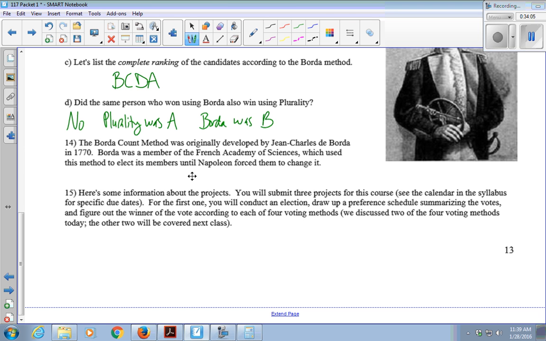So the Borda count method was originally developed by Jean-Charles de Borda, 1770. He was a member of the French Academy of Sciences, and they used this method to elect its members until Napoleon forced them to change it.